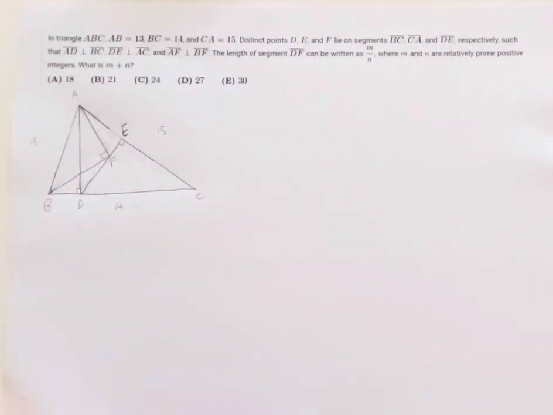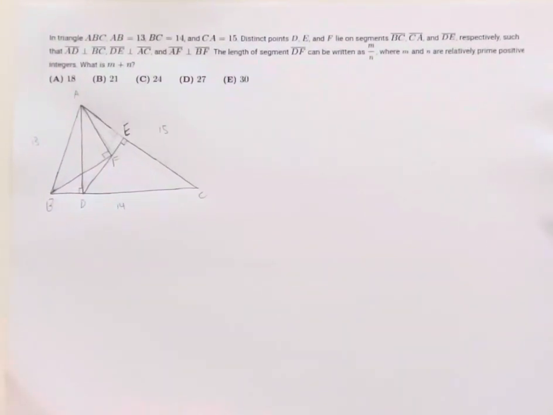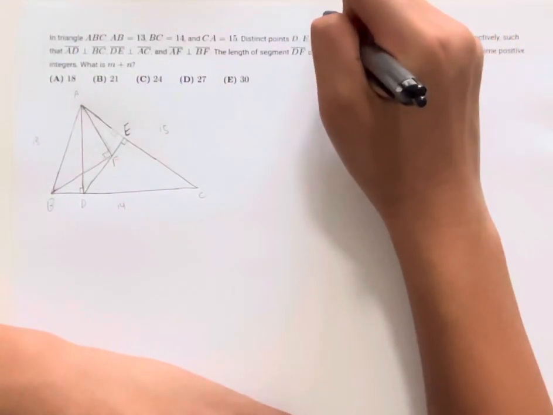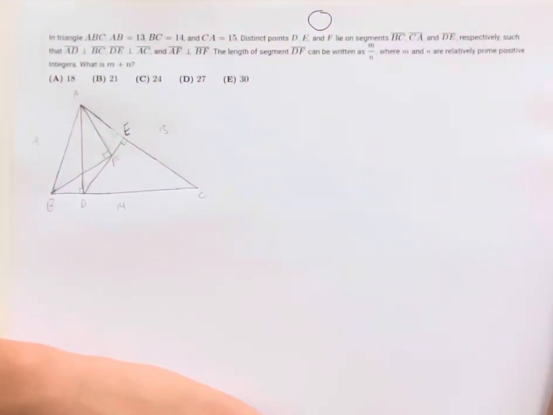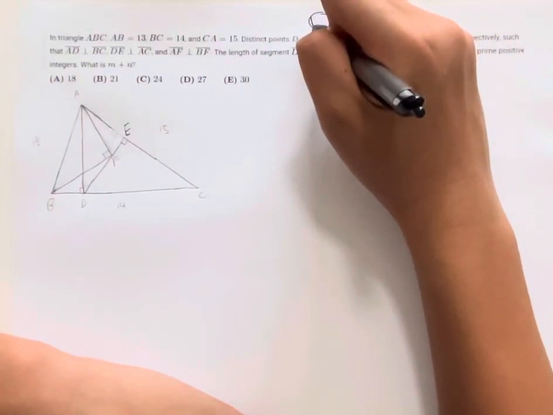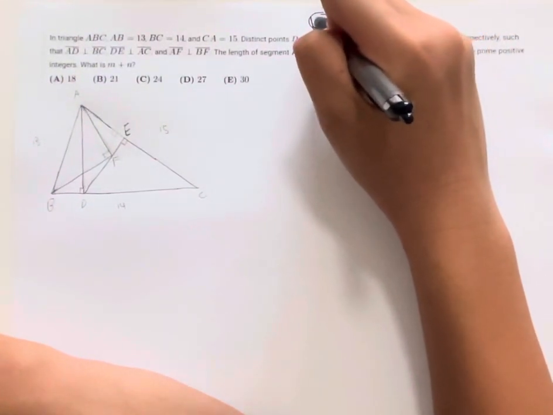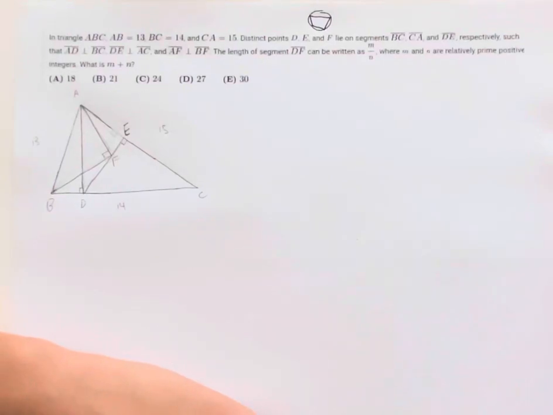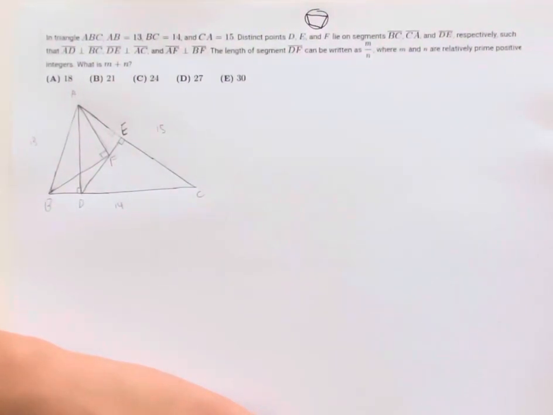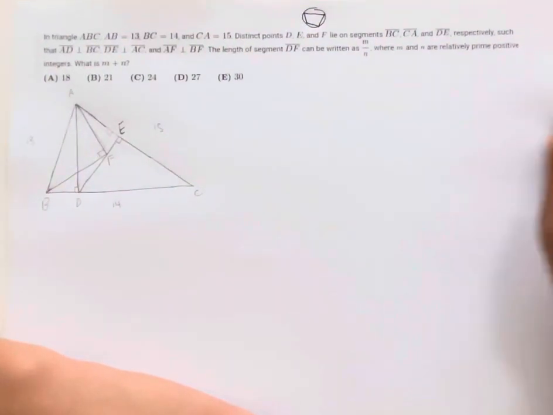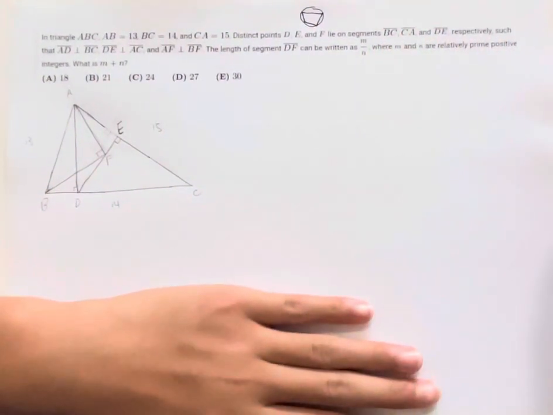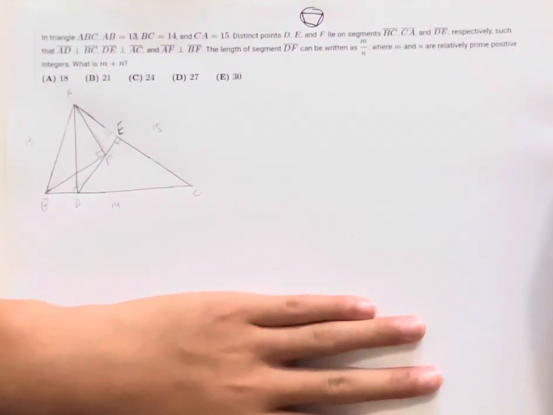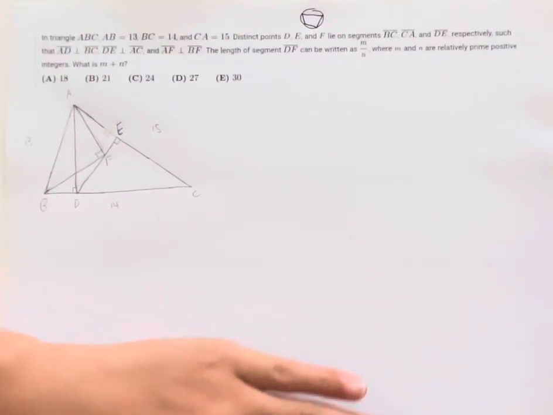A cyclic quadrilateral, what is that? Well, it's basically a quadrilateral that can be inscribed in a circle. So if I draw one here, you have a circle, and then if you draw a quadrilateral such that the 4 points of the quadrilateral are all on this circle, then this quadrilateral will be cyclic. But you might be wondering, do you have to draw a circle for this problem? Well, no.